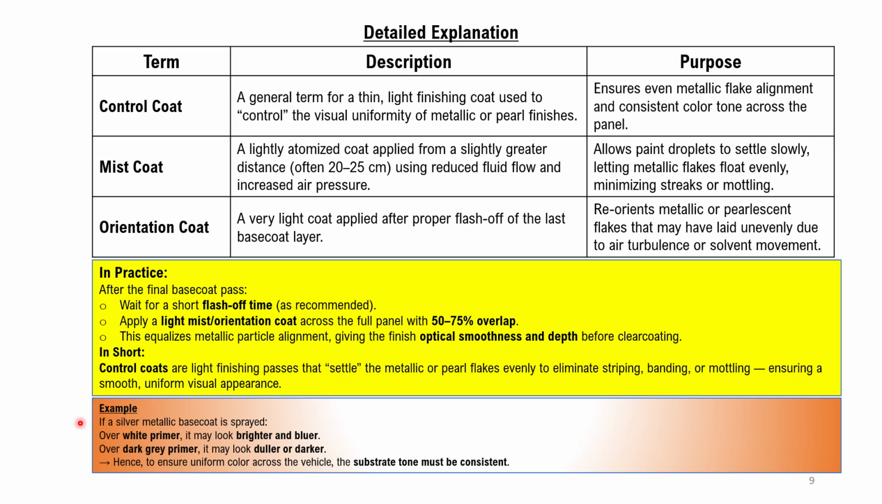Example: if a silver metallic base coat is sprayed over white primer, it may look brighter or bluer. If over dark gray primer, it may look duller or darker. Hence, to ensure uniform color across the vehicle, the substrate tone must be consistent. That's another point.